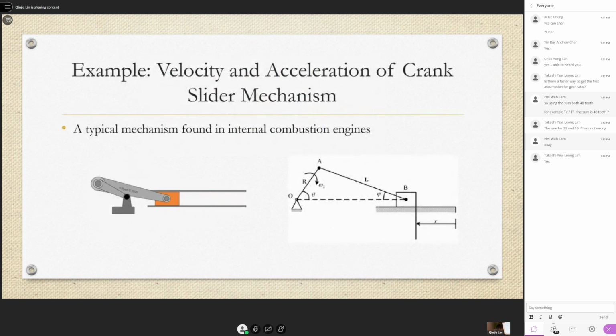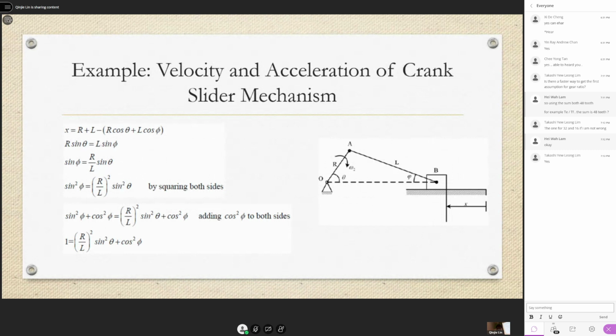Then we look at another one: velocity and acceleration of a crank slider mechanism. Is this the mechanism that we are looking at here again? Okay, so this is a schematic of that.